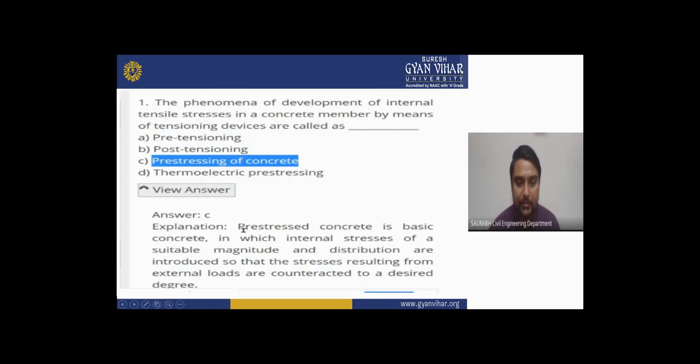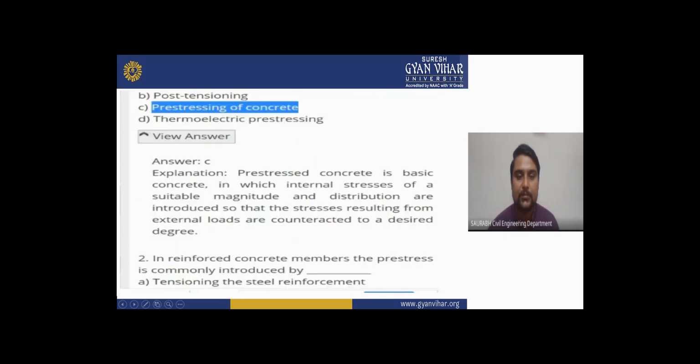There is also an explanation given. As we all know, pre-stressed concrete is a basic concrete in which internal stress of a suitable magnitude and distribution are introduced so that the stress resulting from external load are counteracted to a desired degree. Now come to the second question.